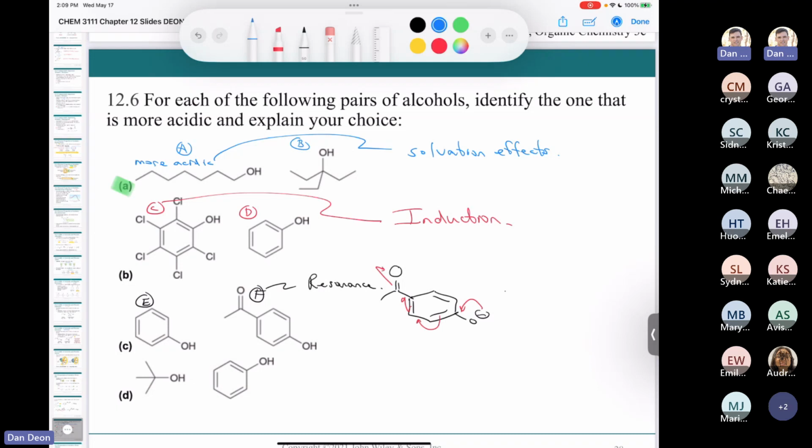And then for the last two, call this G and H, we'll say it's going to be H, and we'll say that's due to resonance. A phenol is much more acidic than tert-butanol.